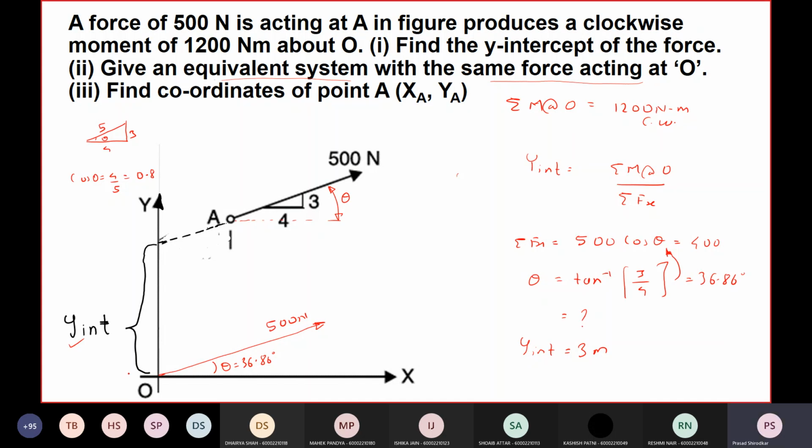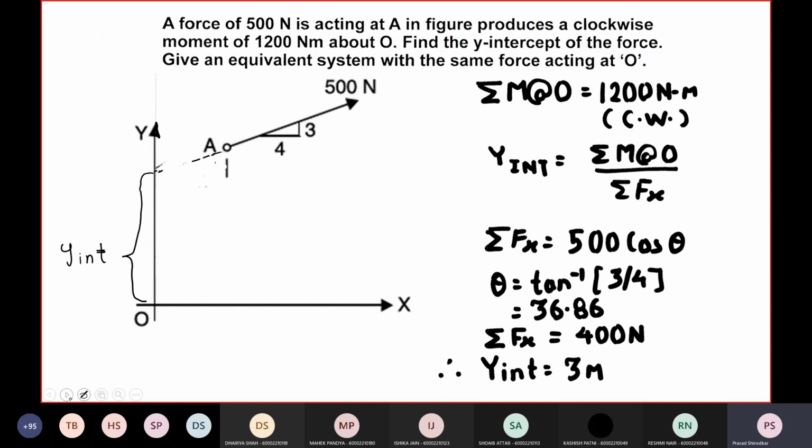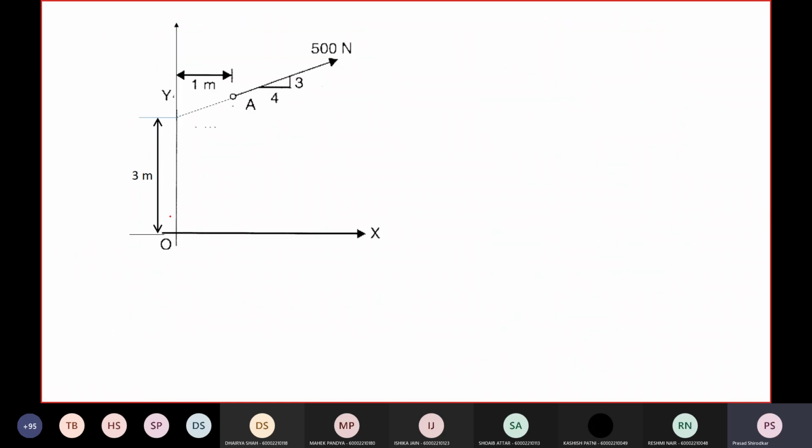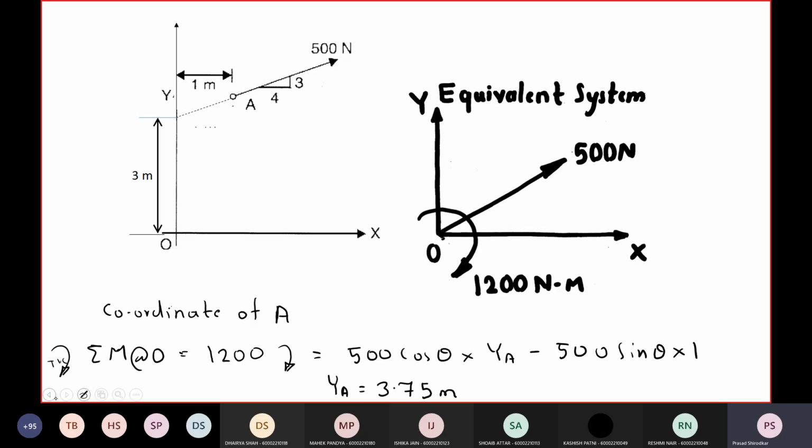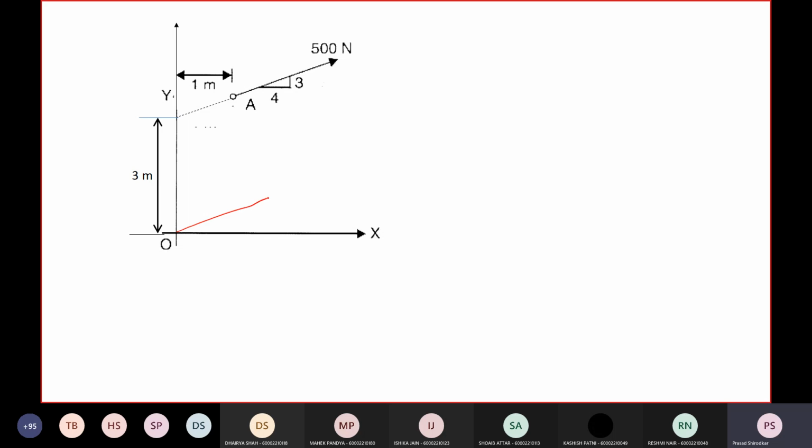So it will be like this. All right, so this is the equivalent system. Equivalent system will be 500 Newton, angle 36.86 degrees, and clockwise moment of 1200 Newton meters. Alright, so that is it.